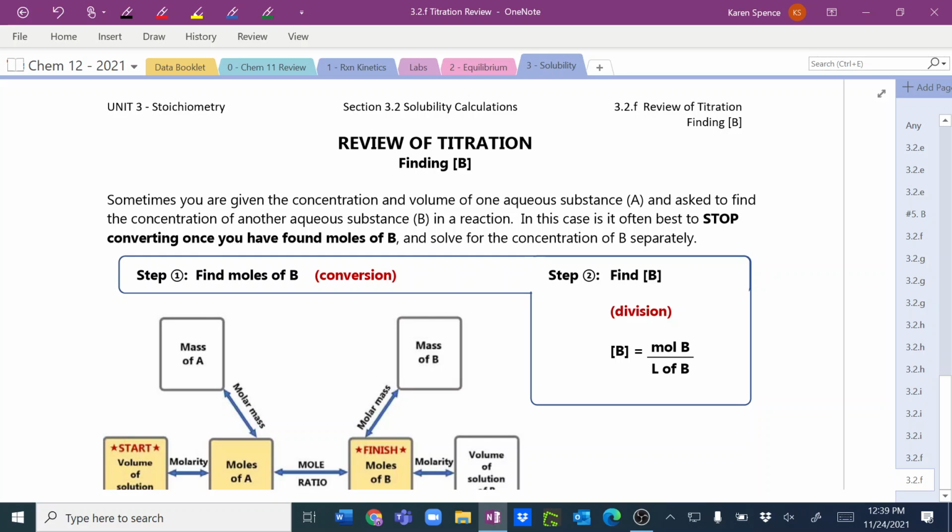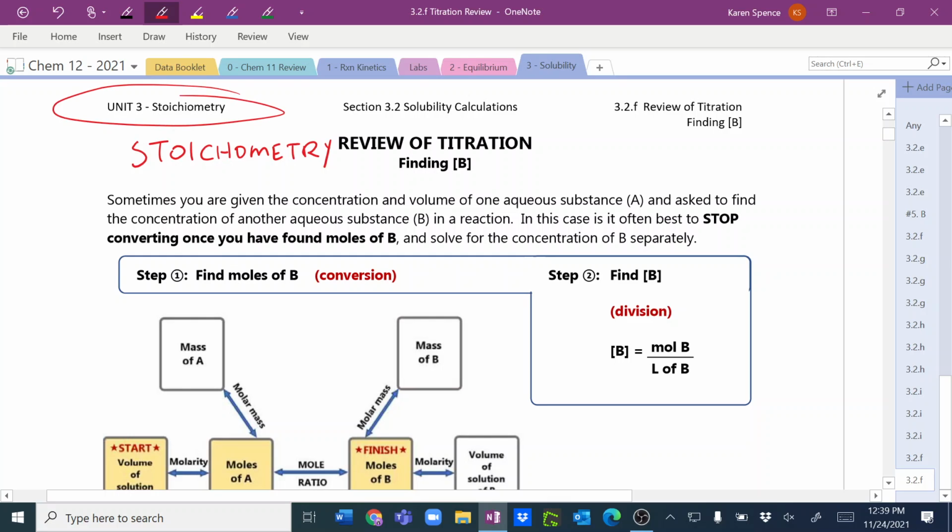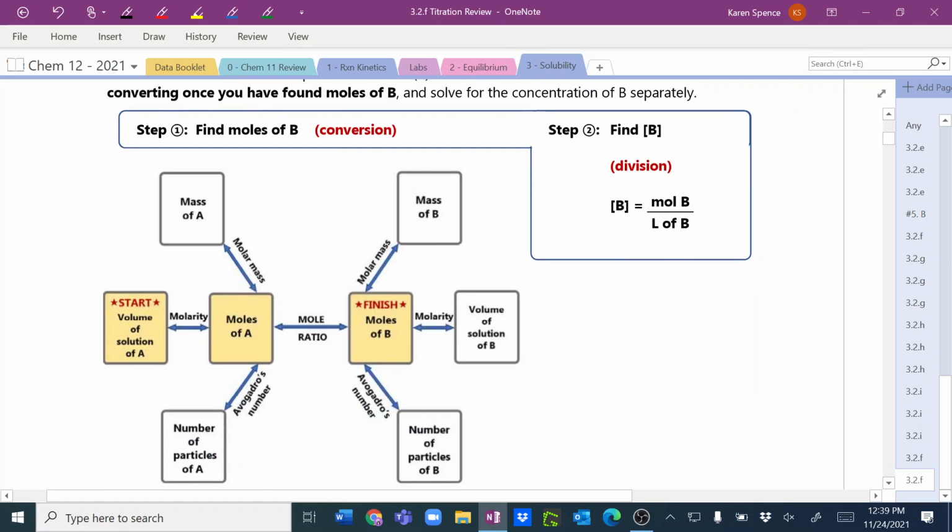Titration is just stoichiometry. You remember last year just doing stoichiometry? Titration is just straight up stoichiometry. And you can see I forgot, because I just took this right out of my Chem 11 stuff and forgot to change the unit. It was unit 3, but I forgot to change it to solubility equilibrium. So I've got the wrong title at the top. Basically you're just using conversion factors to go from one solution to a different solution.